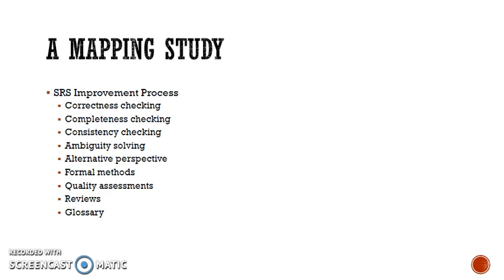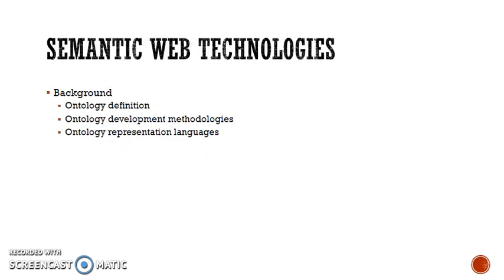Also, this mapping study improves correctness checking, completeness checking, consistency checking, ambiguity solving, alternative perspective, formal methods, quality assessment, reviews, and also glossary. Next is semantic web technology.